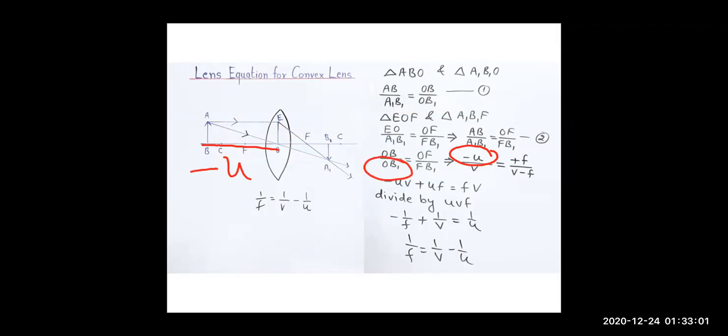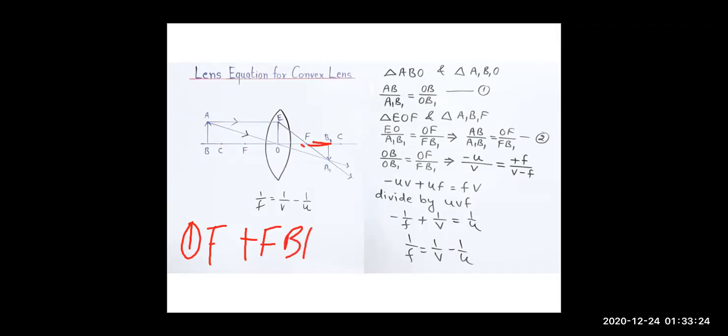OB1, isn't it image distance? So it will be V. OF हमें पता है focal length, it is on right side, so it is positive. Now, FB1 means this, right? FB1 means this. So can I write OF plus FB1 is equal to OB1, right? Now OF is what?